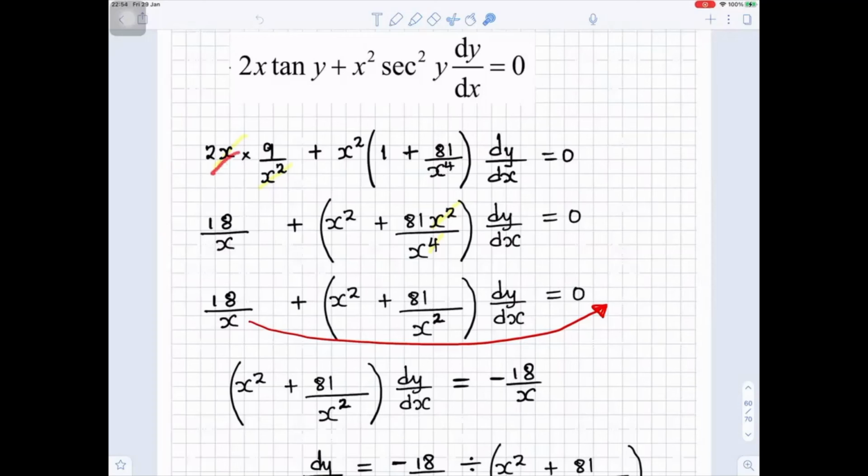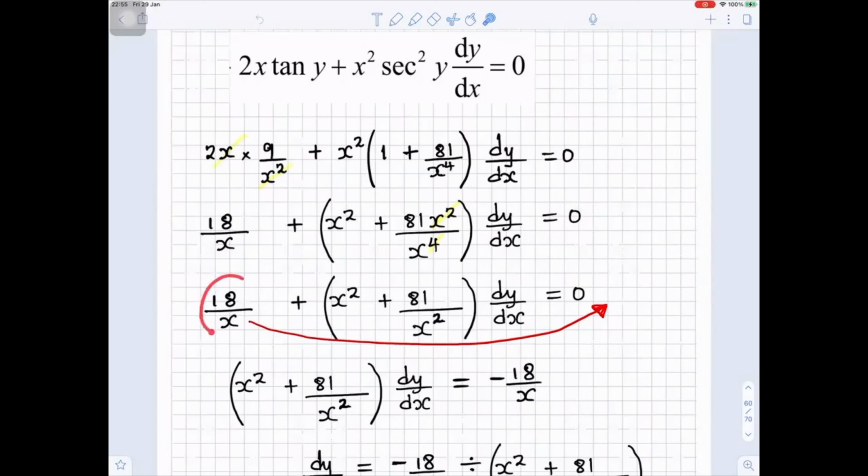The x will cancel, and 2 times 9 will give you 18. So you have 18 over x. And then if we remove the bracket, x squared times 1 will give you x squared. X squared times 81 over x4: the x squared will cancel with 2 of them down at the bottom. So you will be left with 81 over x squared. And the dy over dx stays the same. The equals 0 stays the same.